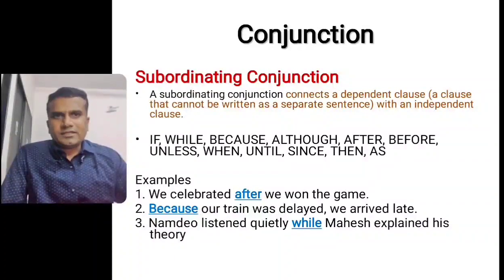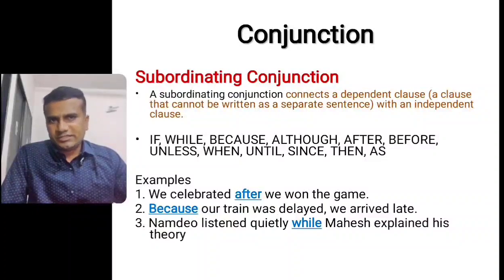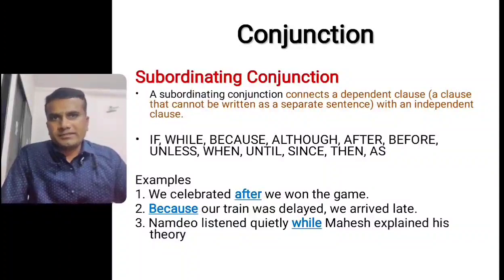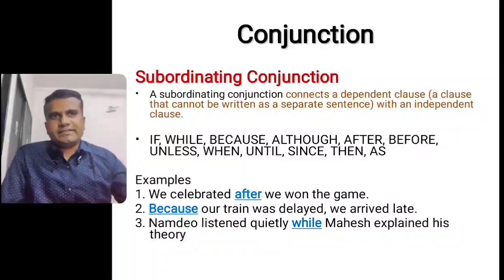Third example is: Namdev listened quietly while Mahesh explained his theory. Here Namdev listened quietly is the dependent clause and Mahesh explained his theory is the independent clause. So while joining a dependent clause to an independent clause, the subordinating conjunction while is used. And this is how a subordinating conjunction plays a role in a sentence, to join a dependent clause with an independent clause.